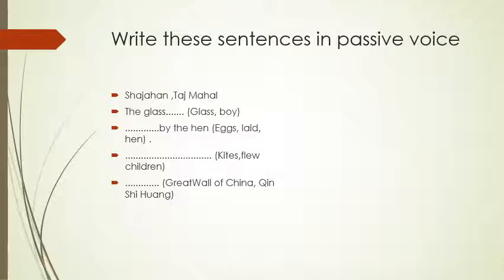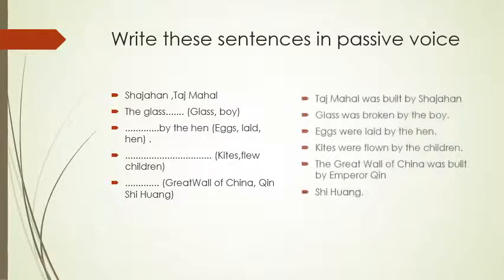So here they have given some clues, and with these clues you have to write sentences in passive voice. Take a look at the clues. Shah Jahan, Taj Mahal. The glass broke boy. Eggs laid hen. Kites flew children. Great Wall of China, Qin Shi Huang. Qin Shi Huang is the name of a king, an emperor. Now write these sentences in passive voice.